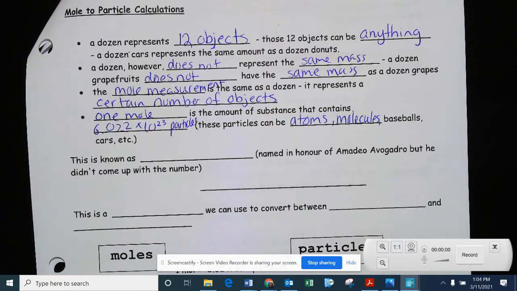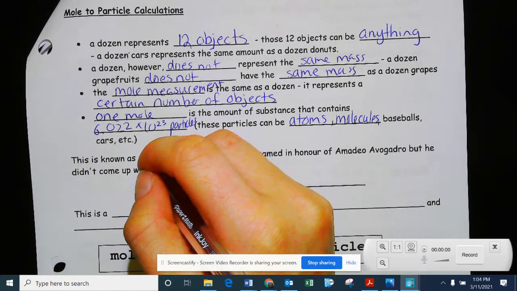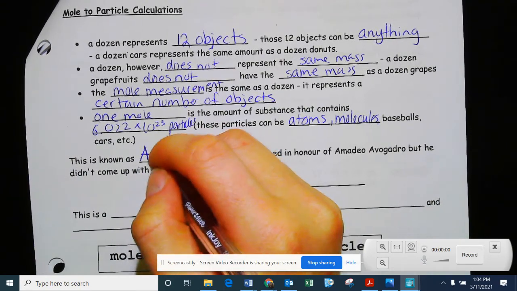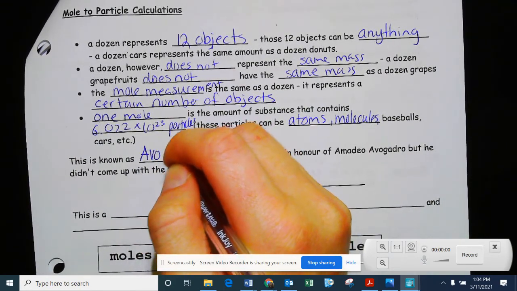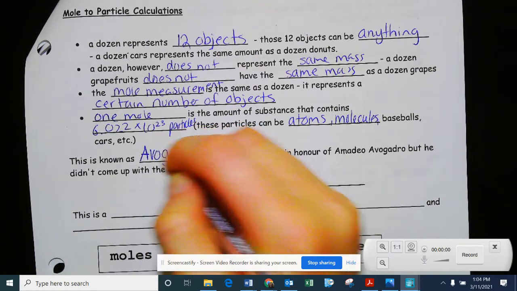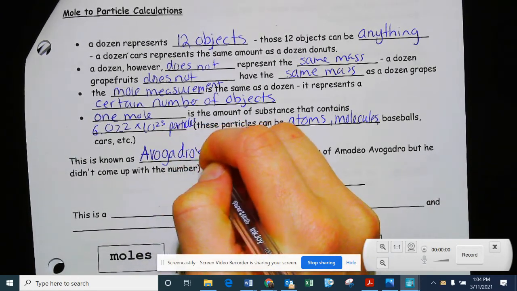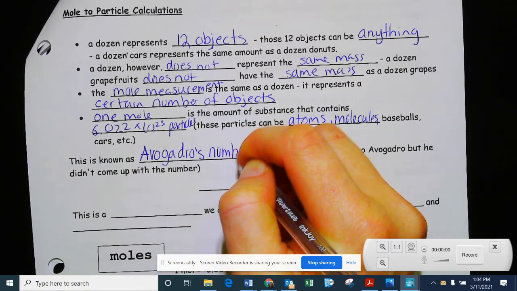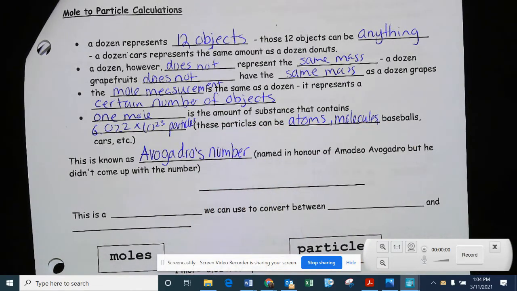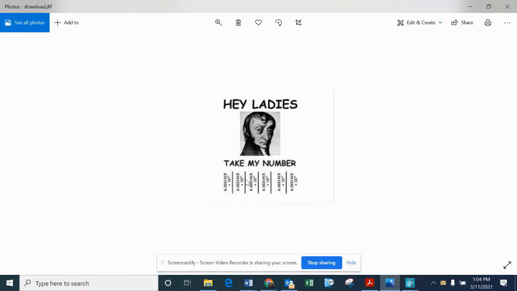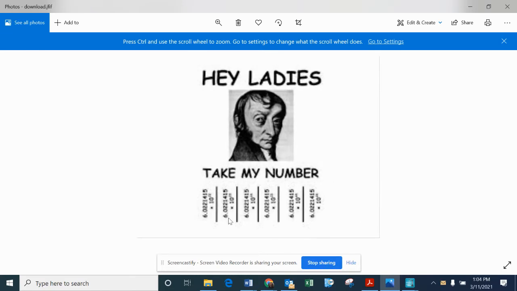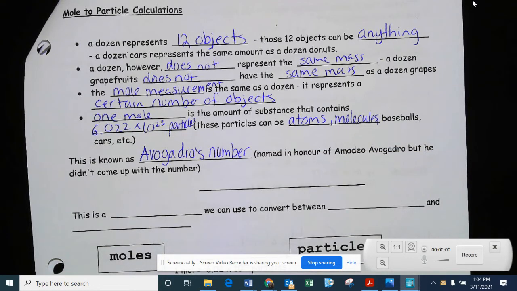All right. So this number, again, we talked about this guy yesterday, Avogadro. Did everybody see my great Avogadro joke this morning? Was anybody late? It's worth seeing it again. It's just so good. Look at how funny this is. This is Avogadro saying, take my number. And that's his number. All right. Thank you. I'm going to hang that all over the school on Mole Day, just so you guys know.